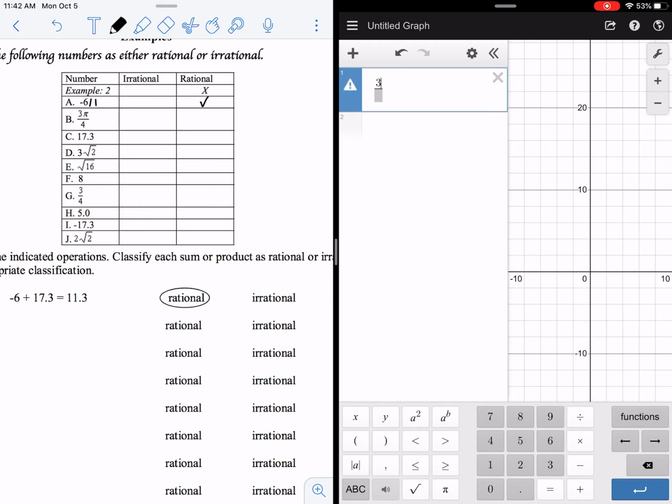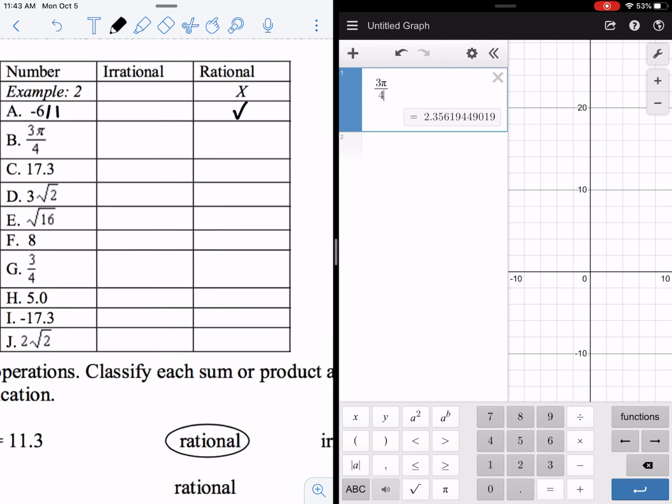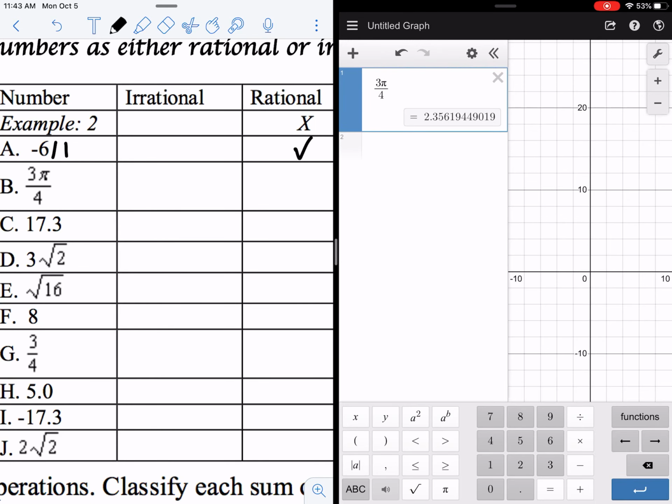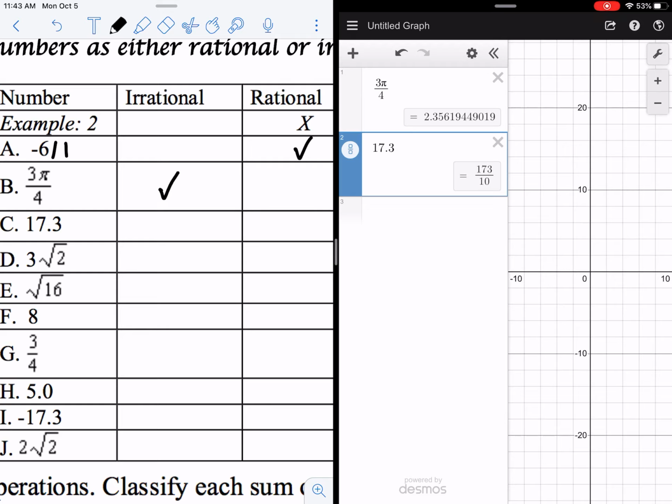Division, 3 pi over 4 is 2.35, blah, blah, blah. If you see over here to the left, it doesn't give me an option to change this to a fraction, so therefore I know it's irrational. 17.3 is 173 over 10. It gives me an option for a fraction, therefore I know it's rational.